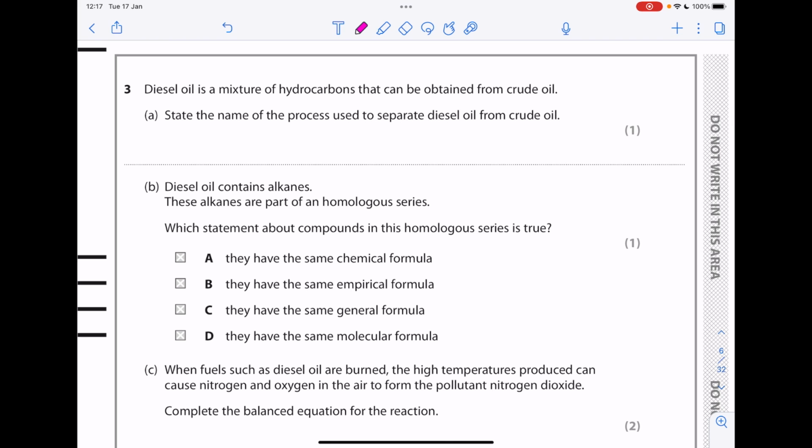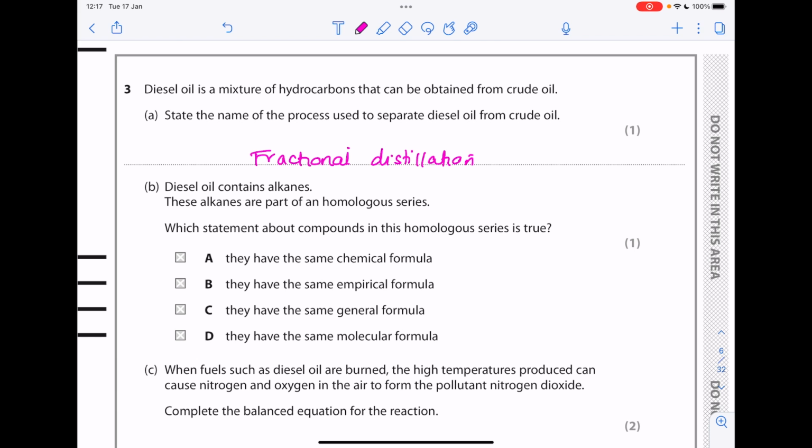Diesel oil is a mixture of hydrocarbons that can be obtained from crude oil. State the name of the process used to separate diesel oil from crude oil. This is fractional distillation. Diesel oil contains alkanes. These alkanes are part of a homologous series.